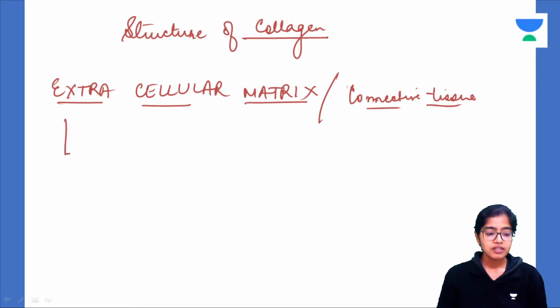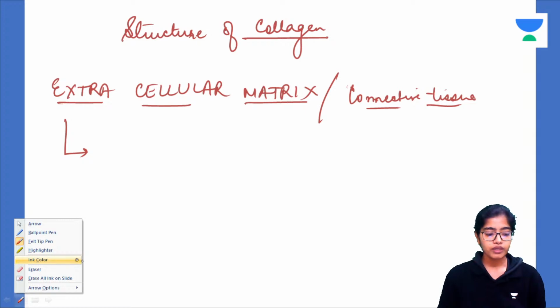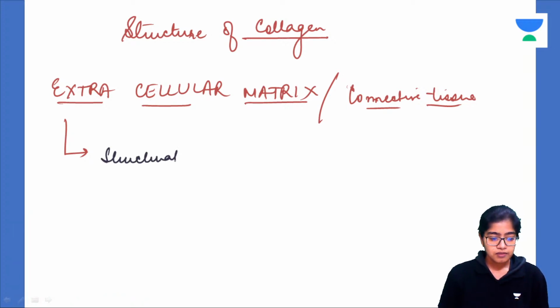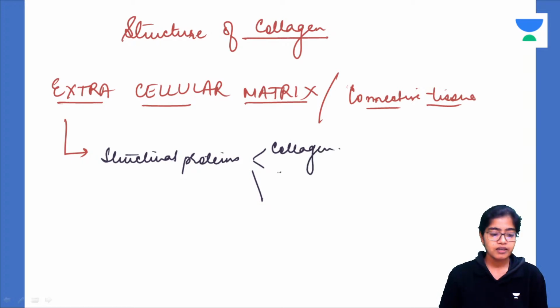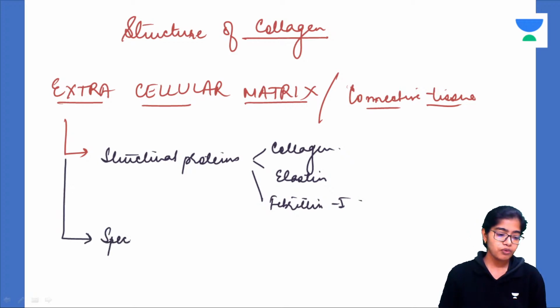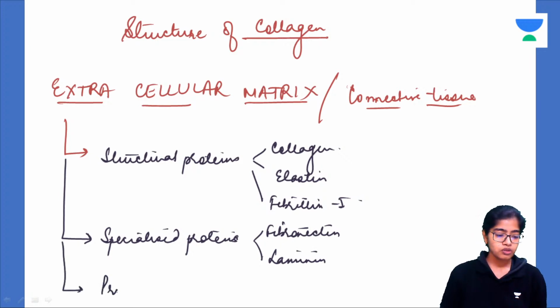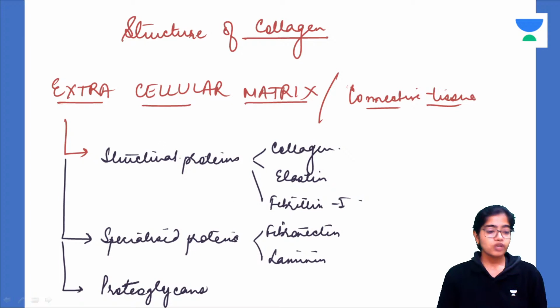And what does this extracellular matrix contain? Three types of components. What are the three components? They are the structural proteins. Structural proteins are collagen, elastin, and fibrillin. Next, specialized proteins. Specialized proteins are fibronectin and laminin. And next are proteoglycans. So this is the structure of the extracellular matrix.